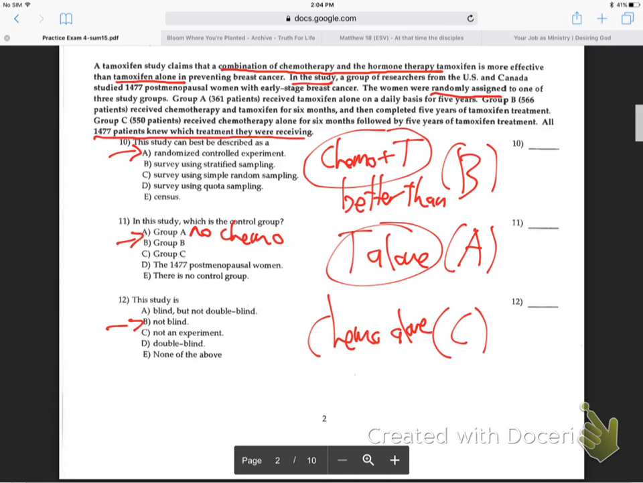So really pay attention on these study questions, these medical kind. When you get these, always pay attention to what their goal is. That's the most important part of the statement. What are they doing this for? What are they trying to do? This one is chemo and tamoxifen better than just tamoxifen. Then you know it's about the chemo. So the control group's the one not getting the chemo. So pay real close attention to that.